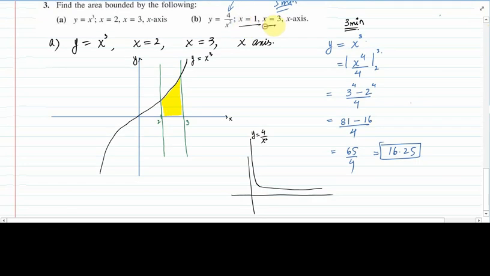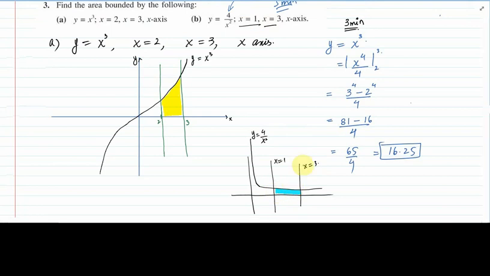So x equals 1 means this line, right? That is x equals 1. x equals 3 means this line, x equals 3, and the x-axis. So the shaded region we have for this question is this part. Alright, so now it's very simple.